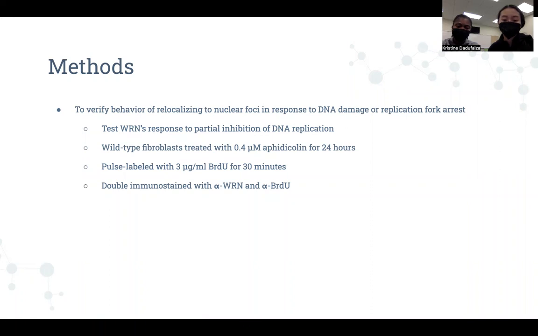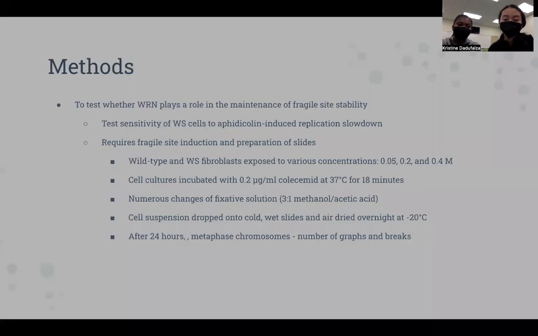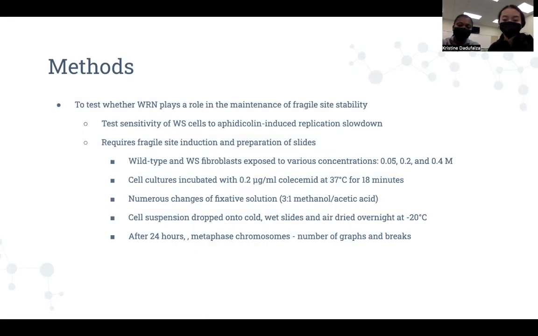Then, they were double immunostained with alpha WRN and alpha bromodeoxyuridine. In order to test the hypothesis that the WRN plays a role in the maintenance of fragile site stability, the researchers decided to test the sensitivity of Werner syndrome cells to aphidicolin-induced replication slowdown, which required fragile site induction and preparation of cells.